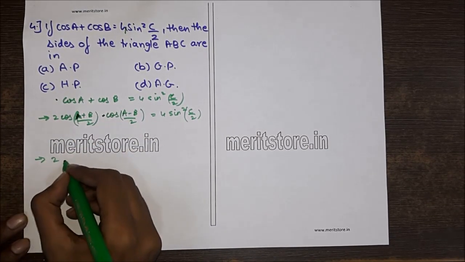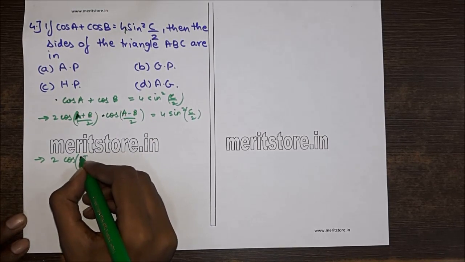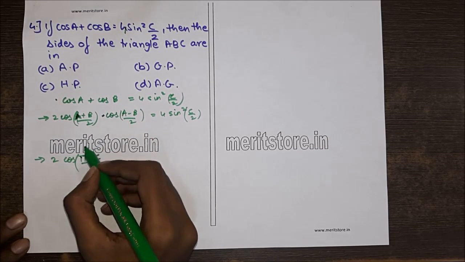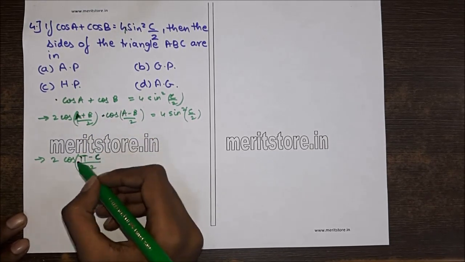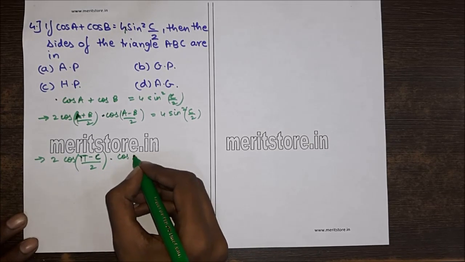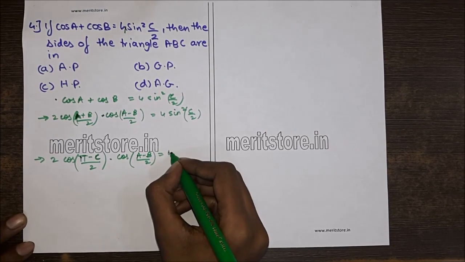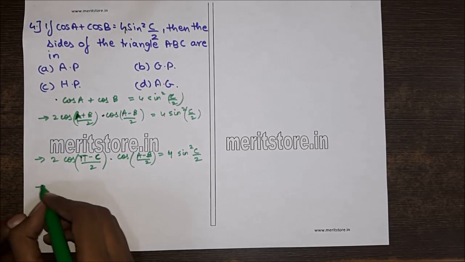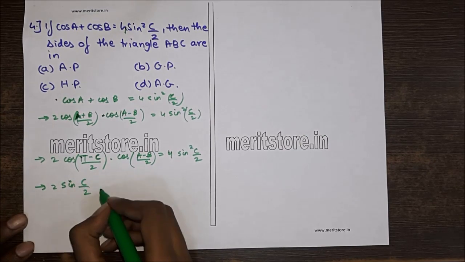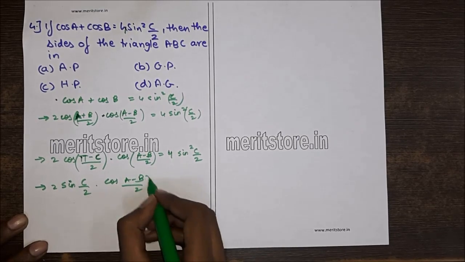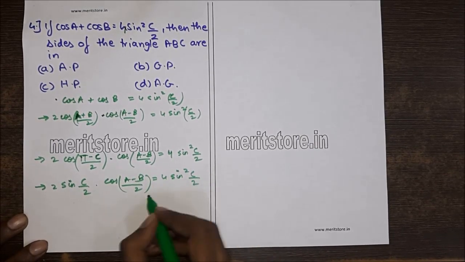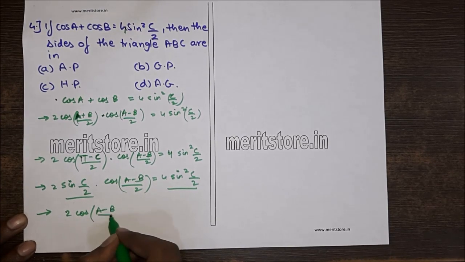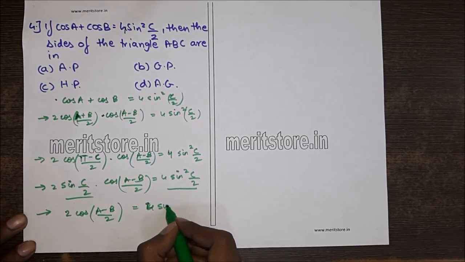Now cos of (A plus B) by 2 can be written as cos of (pi minus C) by 2, because the sum of all angles of a triangle is 180 degrees, that is pi radians. So A plus B plus C is pi, therefore A plus B is pi minus C. This is 2 cos of pi by 2 minus C by 2 into cos (A minus B) by 2, and this is 4 sin square C by 2. So we can rewrite this as 2 sin C by 2 into cos (A minus B) by 2 equals 4 sin square C by 2. Sin C by 2 gets cancelled, so we are left with 2 cos (A minus B) by 2 equals 4 sin C by 2.